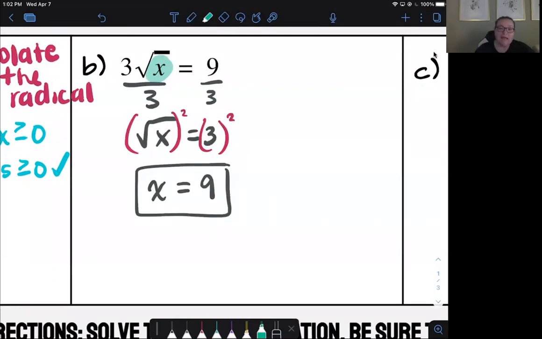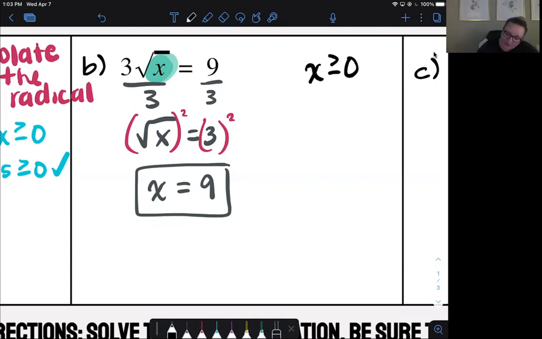So you should have gotten x equals 9: divide both sides by 3, square both sides, x equals 9. Now look back underneath your radical. Whatever's under the radical has to be positive, which means that x has to be greater than or equal to 0. 0 is the least number we can put under the radical and get a real number back.